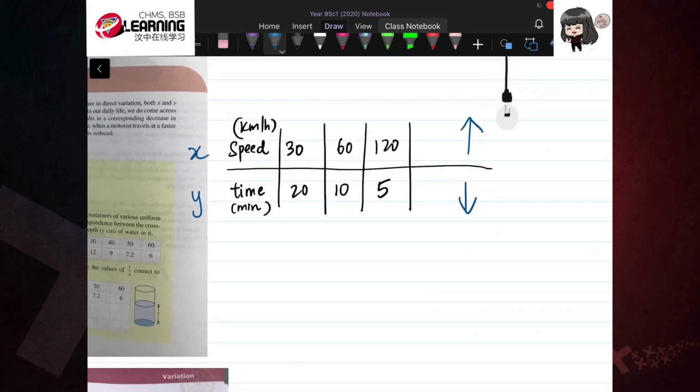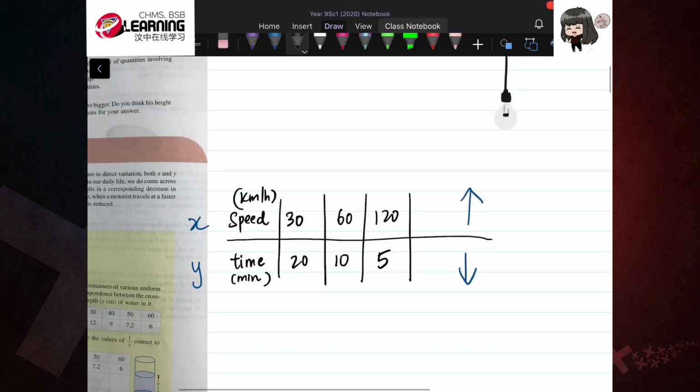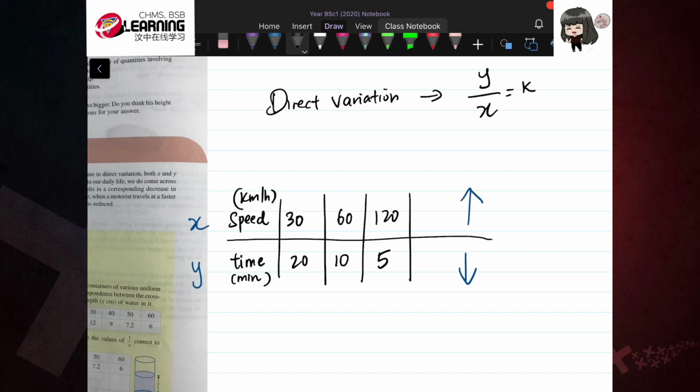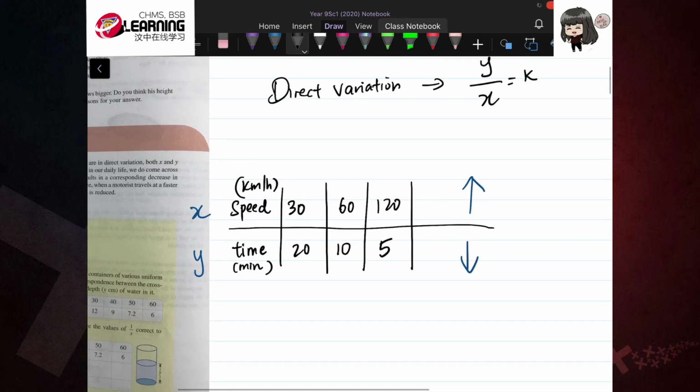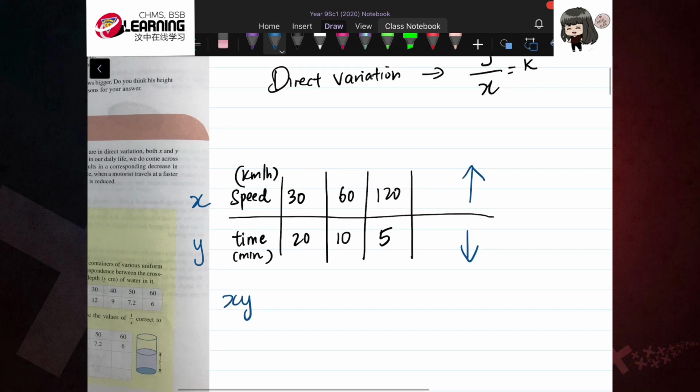From here we can also find our constant. Unlike direct variation, where we use divide, y divided by x gives your constant k, in inverse variation we multiply. So we multiply x and y to show that they are in inverse variation.